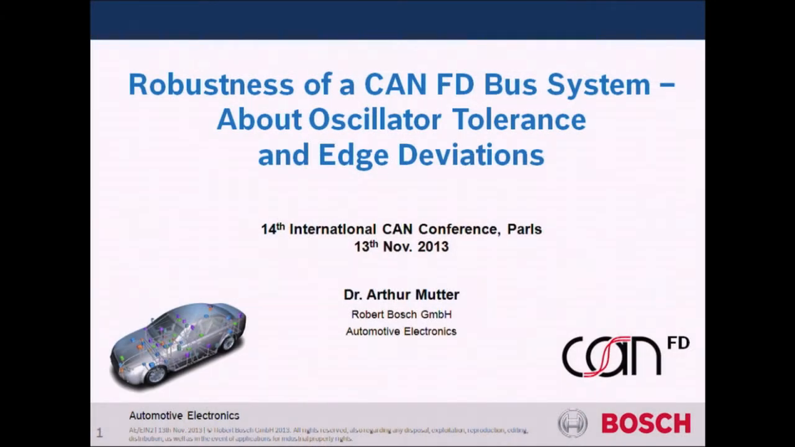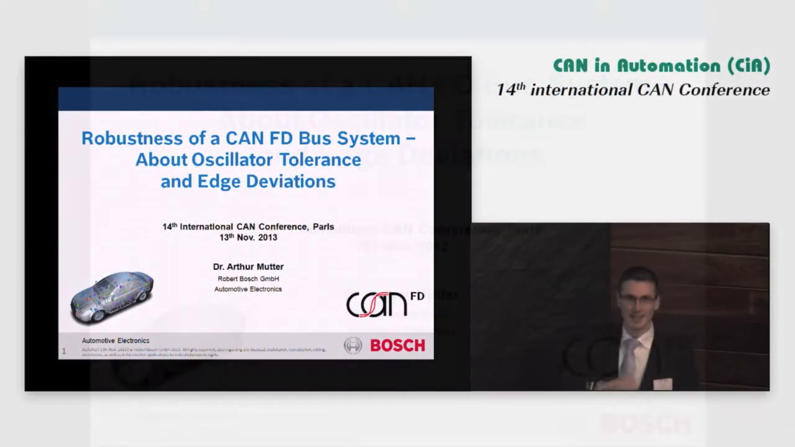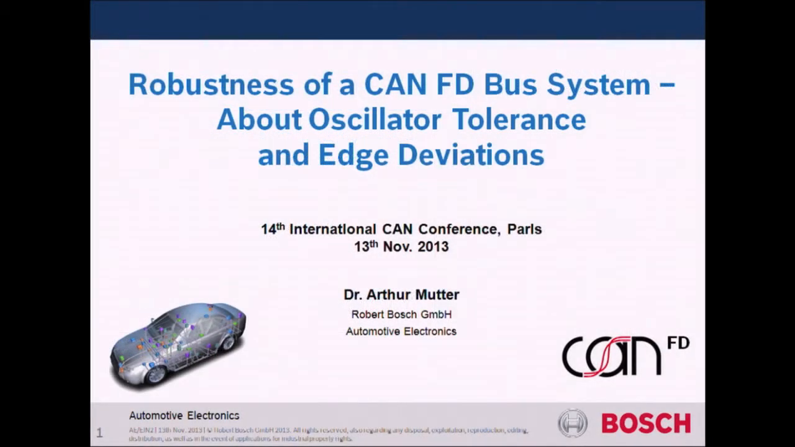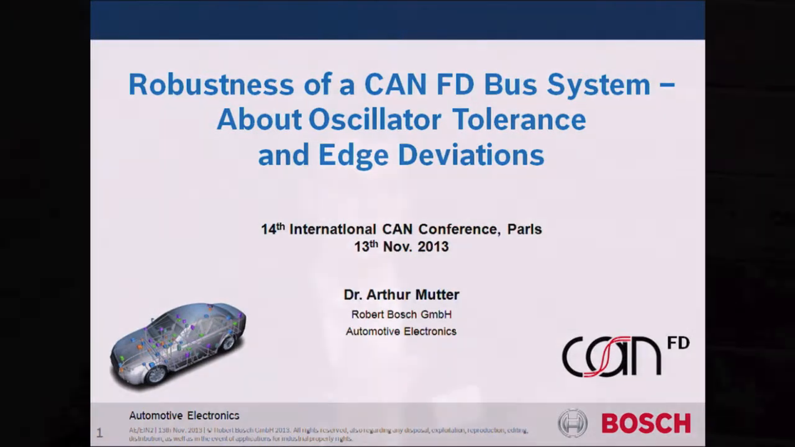My talk today will be about the robustness of the CAN-FD bus system. Classical CAN had a big success story, and still has it. One main reason for the success of classical CAN is its robustness. It just works everywhere. First, I'd like to motivate why we have to think about robustness when we consider CAN-FD. Why is robustness not implicit?